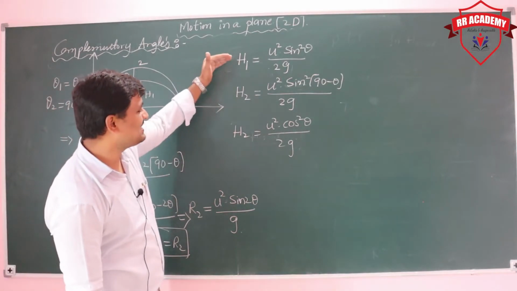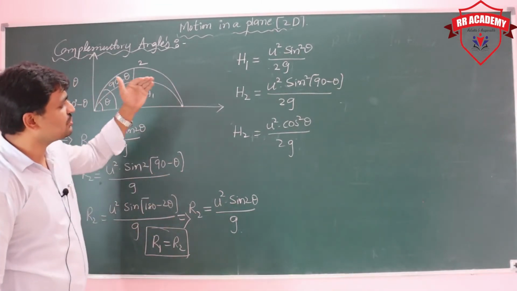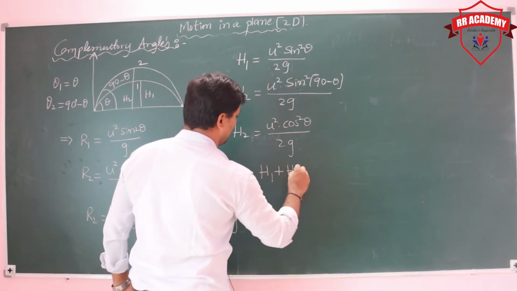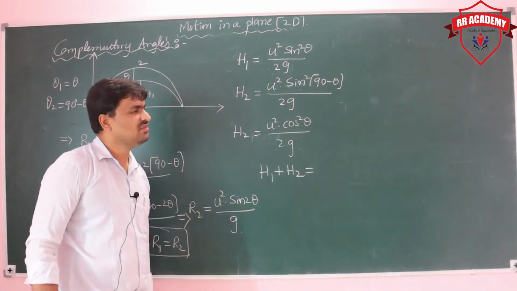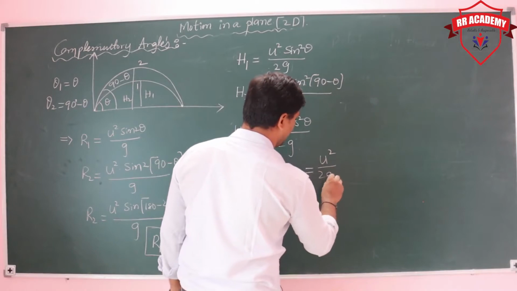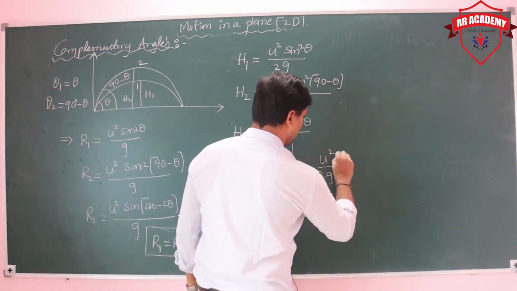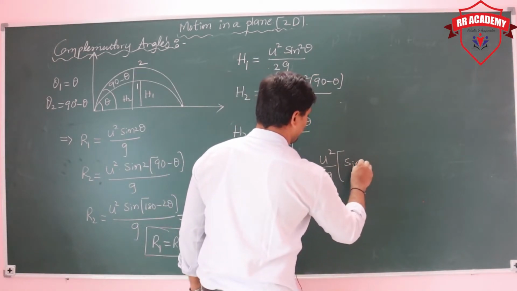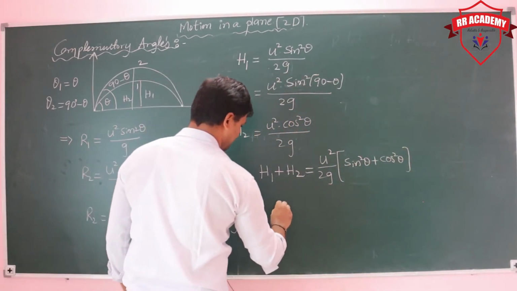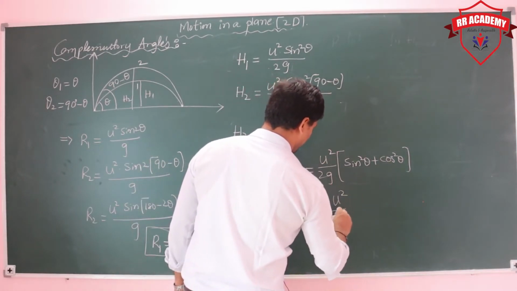Which means the maximum heights are different. So for our convenience, let's just add both. H1 plus H2 is equal to u square sine square theta by 2g plus u square cos square theta upon 2g. Taking u square by 2g common, sine square theta plus cos square theta is equal to 1. Then H1 plus H2 is simply u square by 2g.